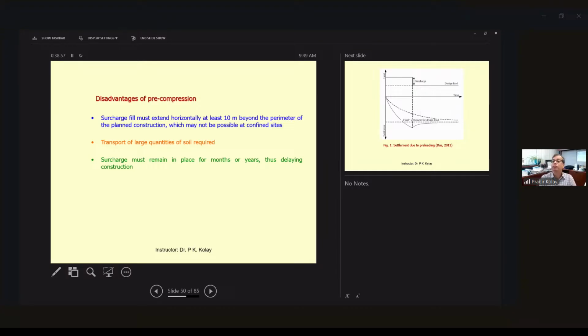So sometimes we don't have time, so we need to do the construction faster. So what I need to do, we need to accelerate the rate of consolidation. So that is the different methods. We're going to talk about that using the vertical drain. So you will be either using sand drain or band drain or PVD.